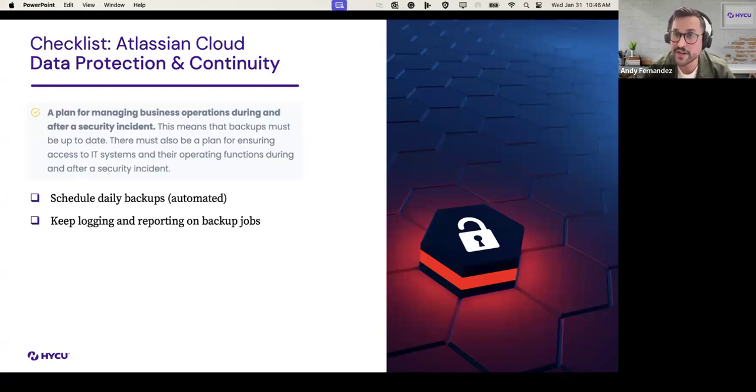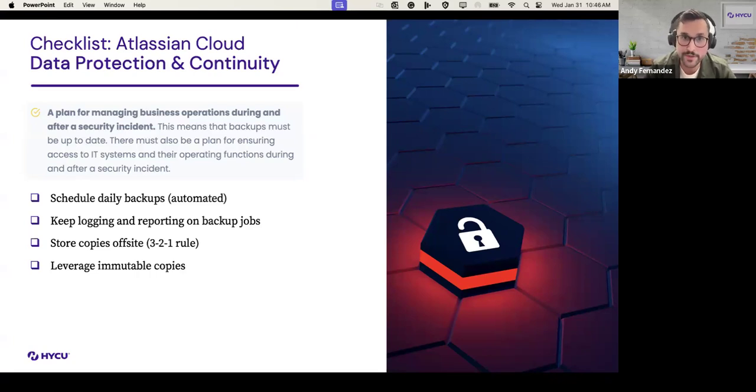The other thing, though, is especially from an auditing perspective, you always want to keep logs and reporting on your backup jobs. Did we complete the backup? At what time did this happen? Who completed the backup? This will all be very, very critical in case of an audit. And another fundamental best practice is being able to keep copies of that data off-site. This is going to be critical to make sure you meet certain requirements as well.